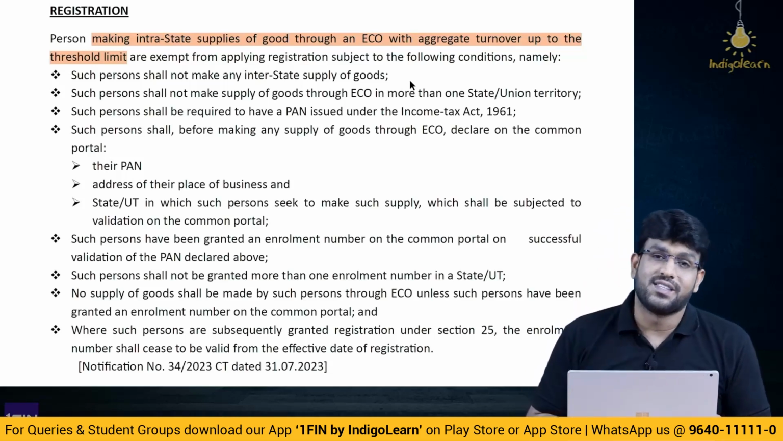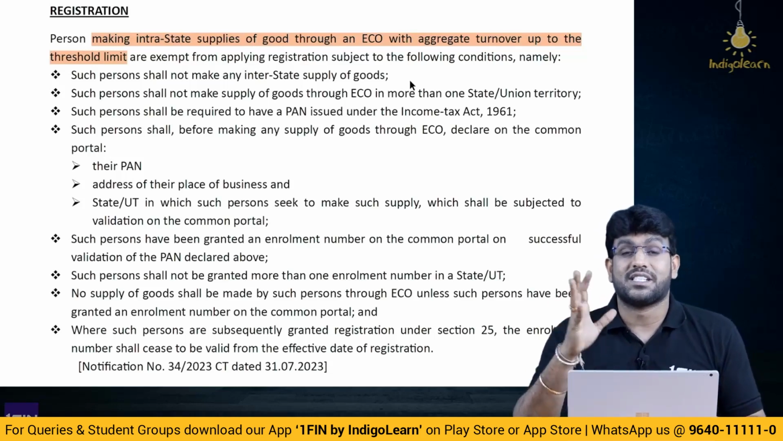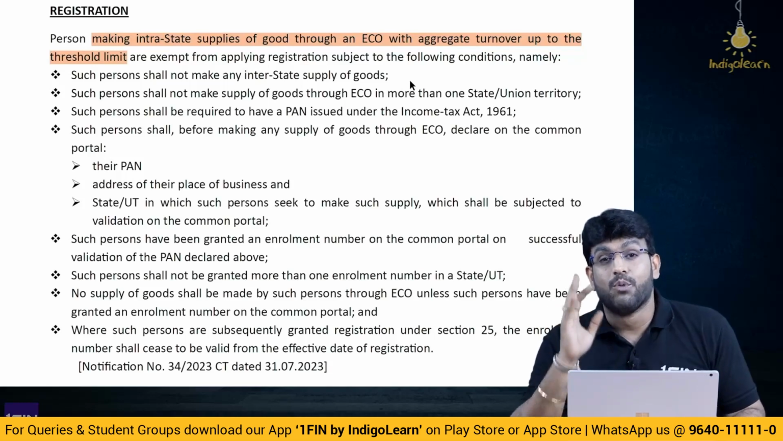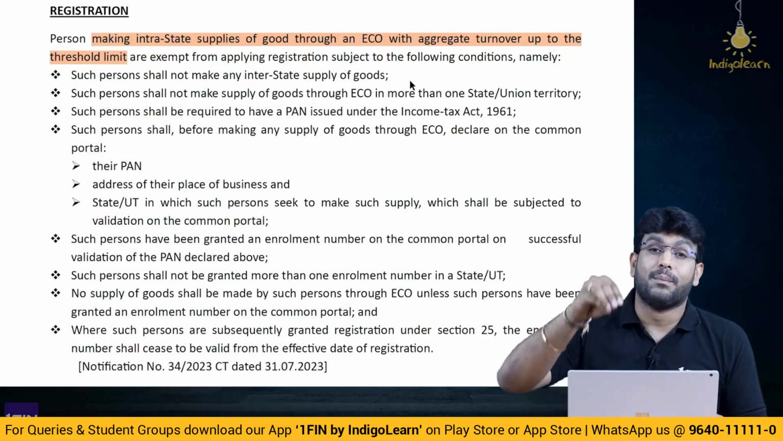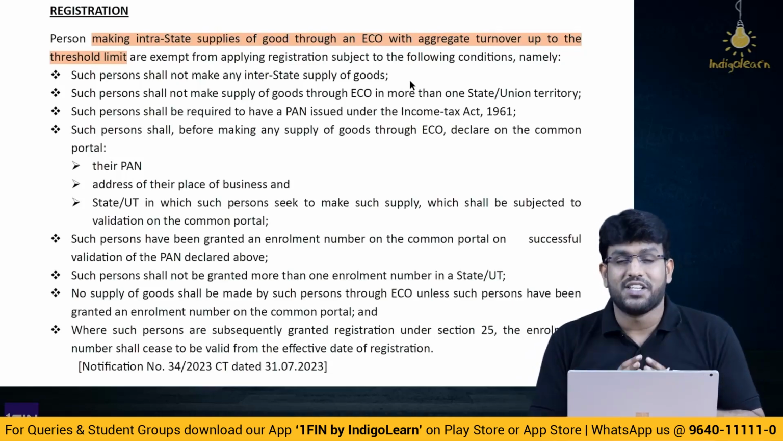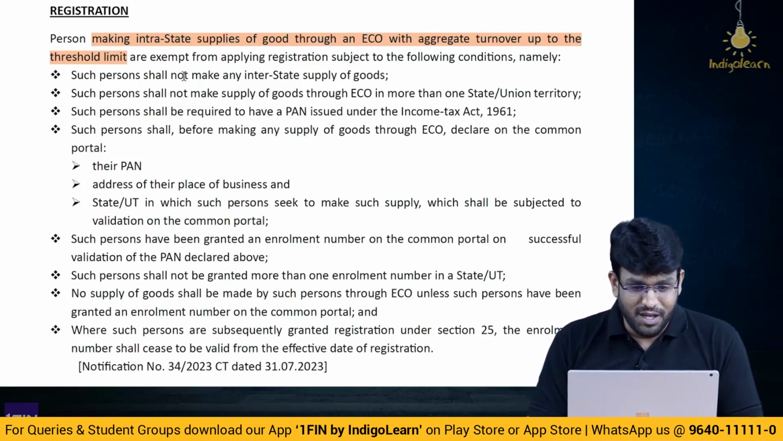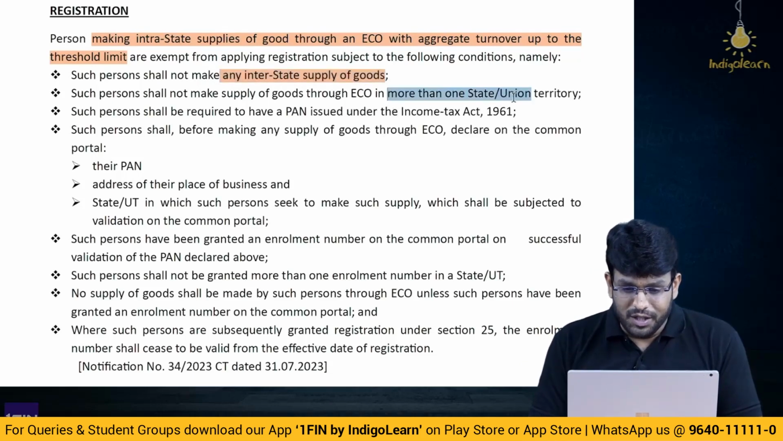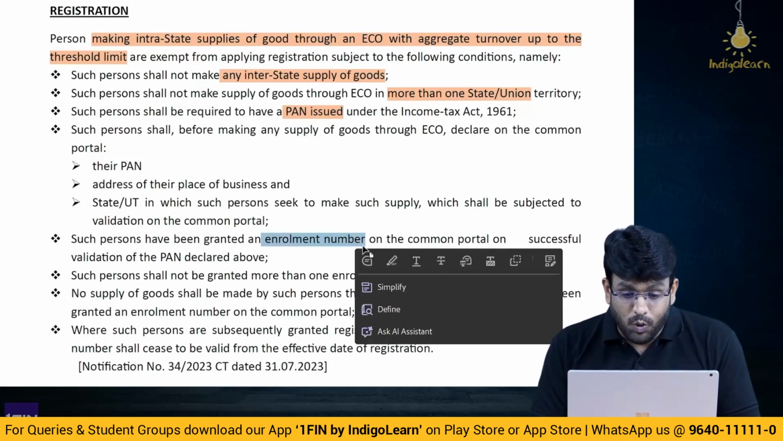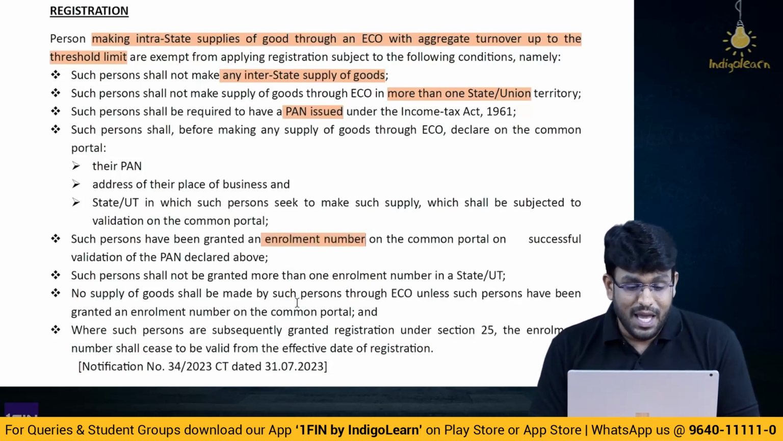Some important conditions are that you are not engaged in interstate supply, you are not operating in more than one state, you have a PAN, and you have obtained an enrollment number on the GST portal. So these are all the conditions they have given. First, you should not make any interstate supply of goods. You are not in more than one state or union territory. You must definitely have a PAN, and using that PAN, address and state, you must get one enrollment number on the GST portal.